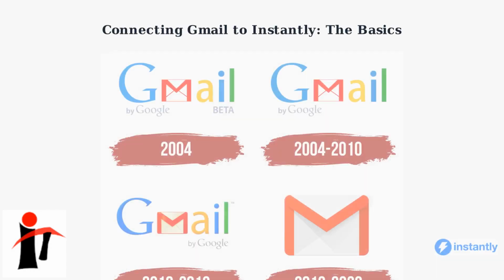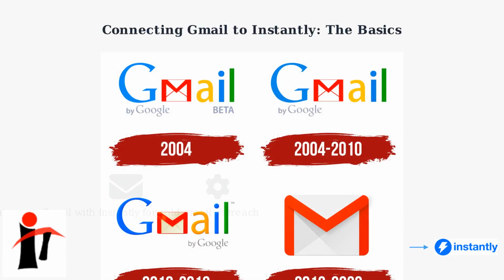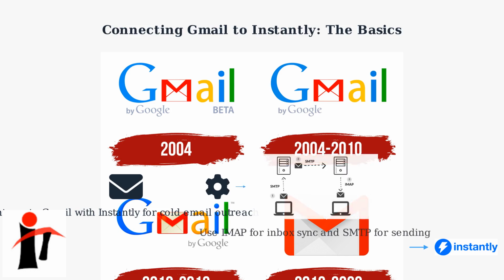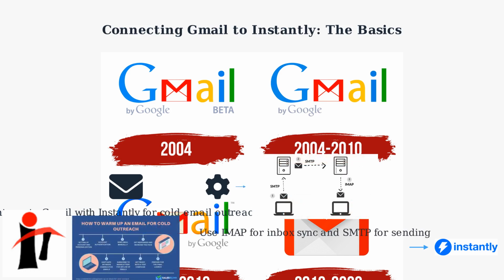Connecting Gmail to Instantly requires understanding Google's current security measures and the deliverability best practices as of 2026. We'll explore the essential IMAP and SMTP setup, along with warm-up strategies to integrate effectively and protect your sender reputation. IMAP synchronizes your Gmail inbox with Instantly for monitoring replies, while SMTP handles outgoing emails through Gmail's servers.